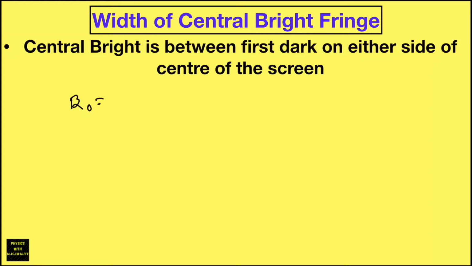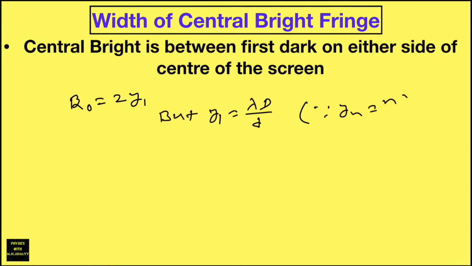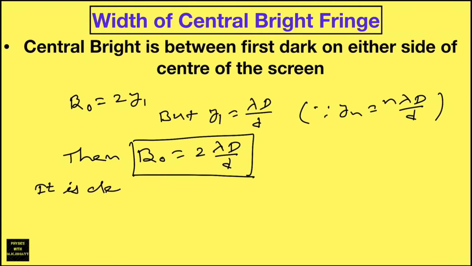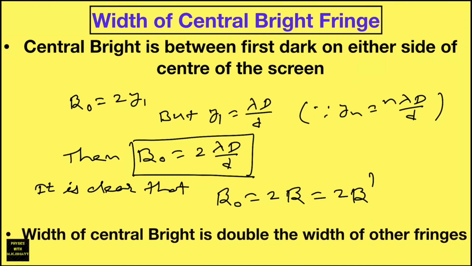Therefore, the width of the central bright fringe, beta naught, is equal to twice y1. y1 is equal to lambda D upon d, since the position of the dark fringe is given by lambda D upon d. So, beta naught is equal to twice lambda D upon d. It is clear that beta naught is equal to twice beta dash. That is, the width of the central bright fringe is double the width of the other fringes. So, in that way we discussed the width of the dark fringe, bright fringe and central bright fringe.